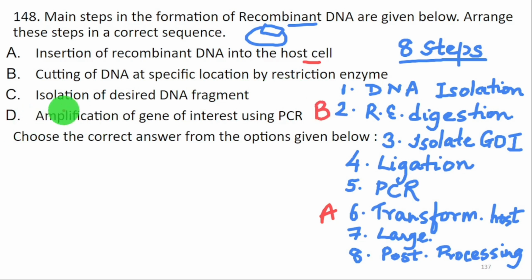Next, isolation of desired DNA fragment. Desired DNA is gene of interest. So this is C. Last one, amplification of gene of interest. Here they have used the word gene of interest using PCR. So that is over here, PCR, D. So our answer would be B, C, D, A.